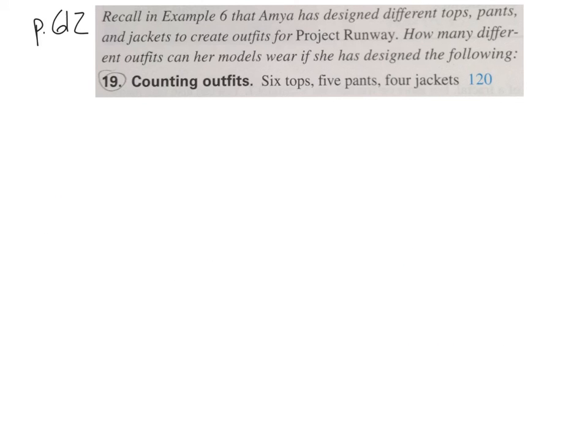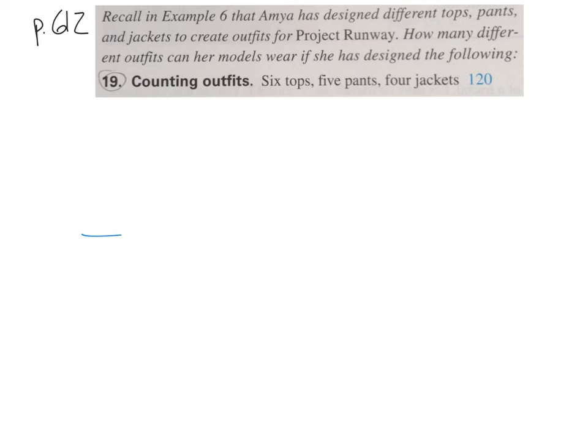Okay, last problem here, page 612. It says, recall example 6. So go back and check out example 6 if you're interested. Maya has designed different tops, pants, and jackets to create outfits for Project Runway. How many different outfits can her models wear if she has designed the following? So she's designed 6 tops, 5 pants, and 4 jackets. Again, we are just counting these up. We're not trying to list them out. Not that we could, because we don't know anything about these tops, pants, or jackets.